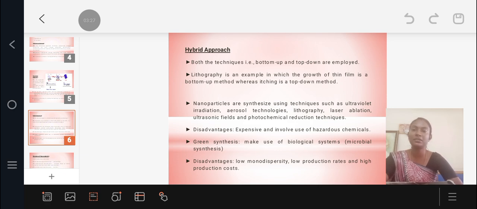Nanoparticles are synthesized using techniques such as ultraviolet irradiation, aerosol technologies, lithography, laser ablation, ultrasonic fields and photochemical reduction techniques. Disadvantage: expensive and involves the use of hazardous chemicals. Green synthesis makes use of biological systems. Disadvantage: low monodispersity, low production rates and high production cost.